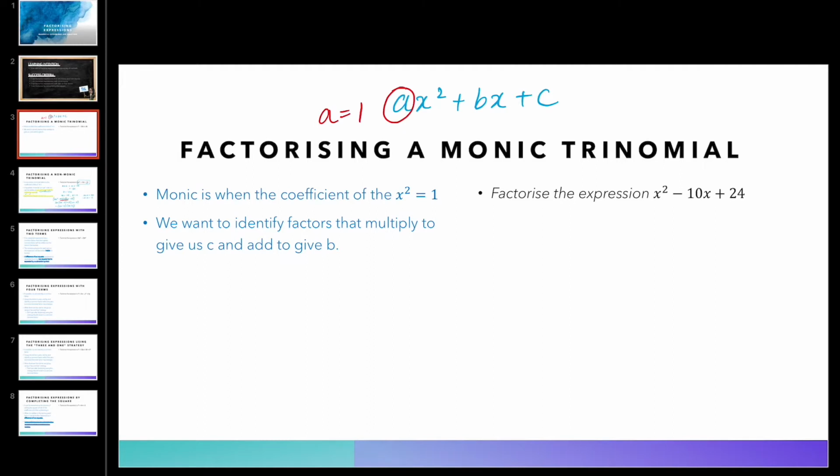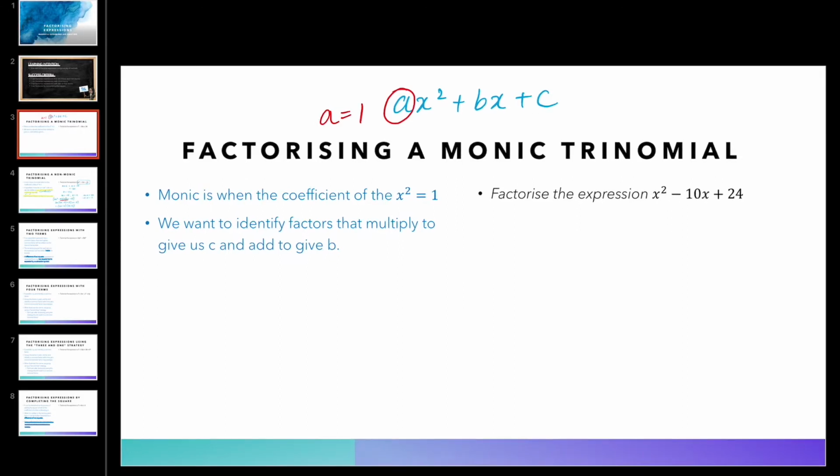Now, what we want to do when we are factorising monic trinomials is to identify the factors that multiply to give us c. But these factors must also add to give us b. So let's have a look at applying this theory into practice.